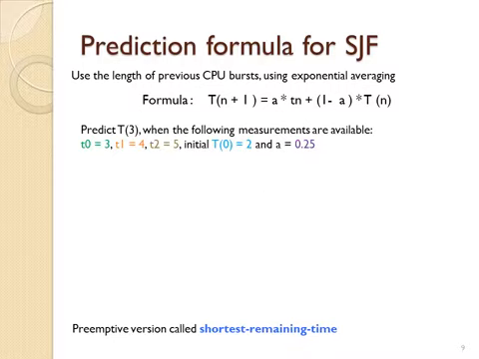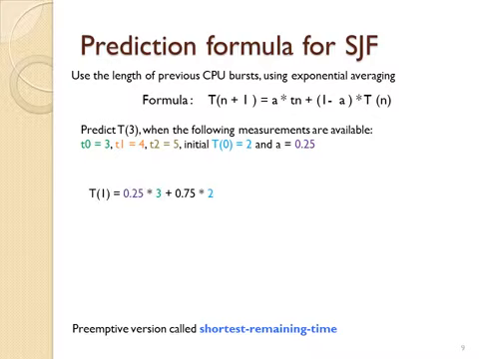Here's an example of that. If you wanted to predict T of 3, you would have to predict T of 1, then T of 2 in order to predict T of 3. And then it just comes down to straight algebra, where you start out with the given information here, and you can algebraically plug in the information. So we will start by predicting big T of 1.